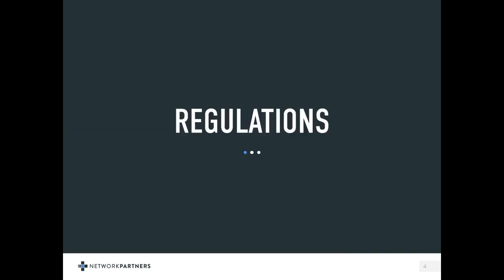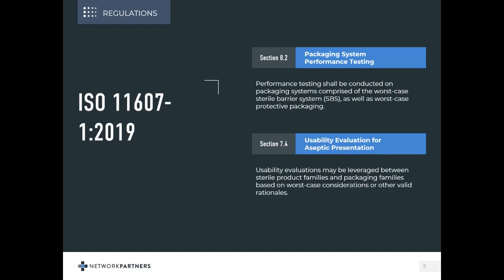So let's get to it with the regulations. As packaging engineers, we follow ISO 11607. We'll focus on part one, and we're working with 2019 since that's the latest and greatest. You'll see the terminology worst case throughout all the standards. And really what the requirements are is, for performance testing, you need to be conducting your packaging systems comprised of worst case sterile barrier systems as well as protective packaging. And I'll get more into some examples of what that looks like throughout this presentation.